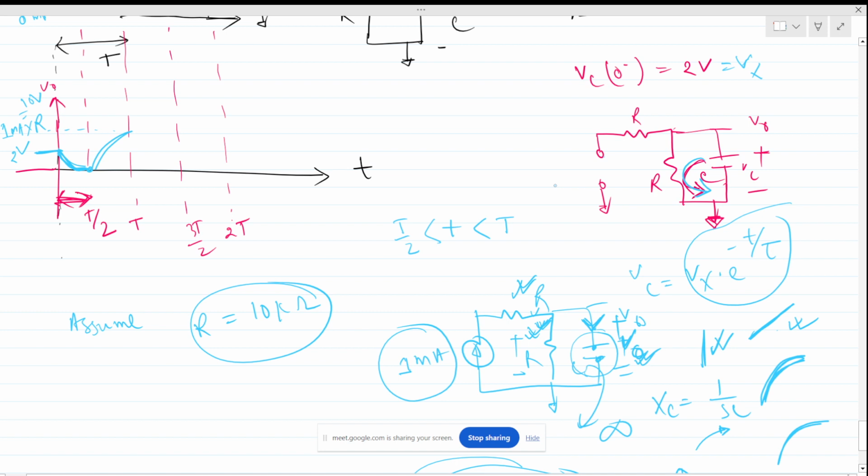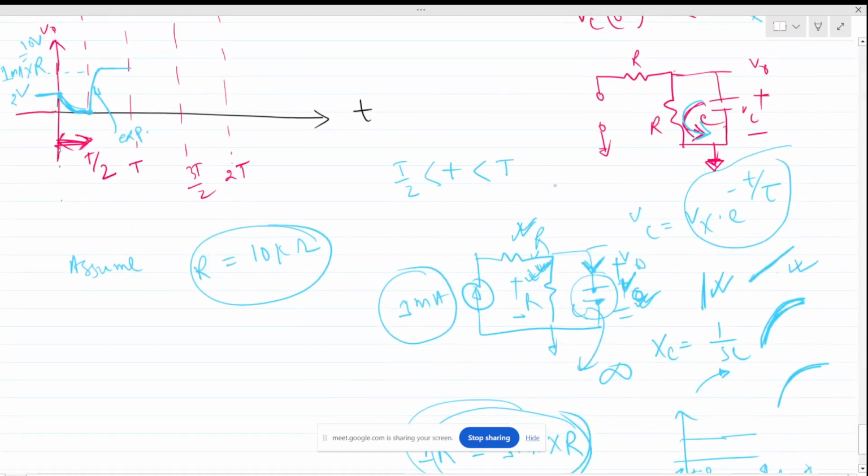So the charging is fast now, so it will be looking like this. This will hold, right? As the charging is very fast, it will charge to this. Like this is exponential.